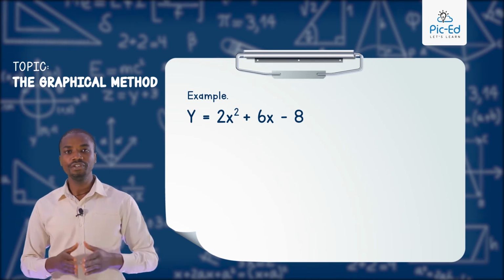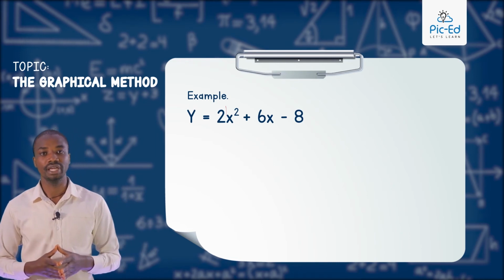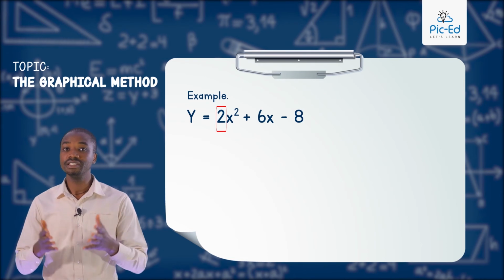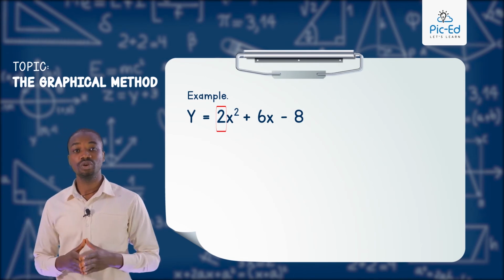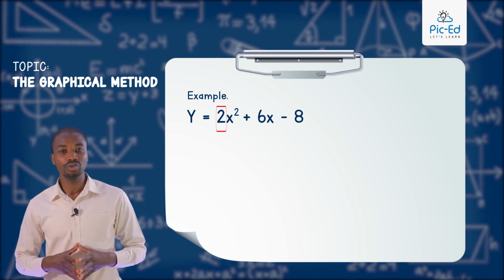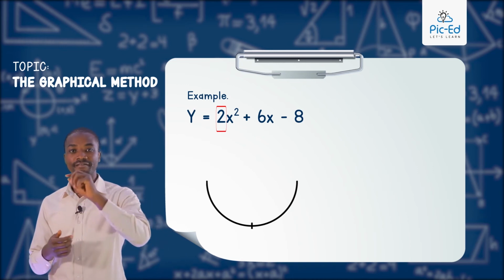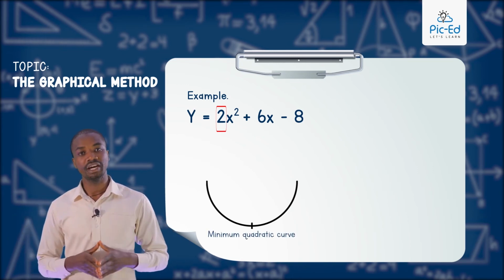We look at the coefficient of x squared. In this case, the coefficient of x squared is 2, and 2 is greater than 0. Remember we said that when the coefficient of x squared is greater than 0, we expect to get a U-shaped curve, or we can call it the minimum quadratic curve.